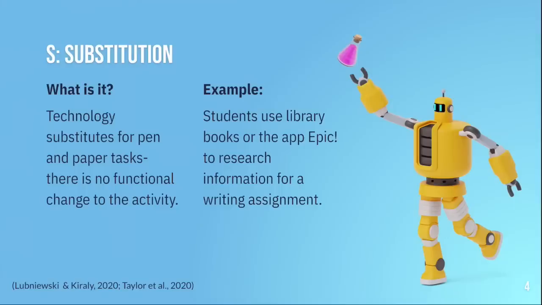So an example would be students use library books or the Epic app to research information for a writing assignment. Epic is an online library of books. So if the Wi-Fi was down or if the device wasn't working, you could still do the research activity because you have physical books from the library as well. But you also have a technology option to support and maybe make things a bit more convenient.